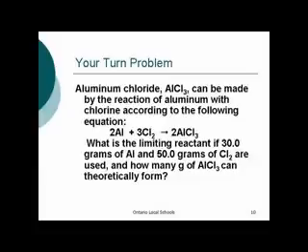What is the limiting reactant if 30 grams of aluminum and 50 grams of chlorine are used? And how many grams of aluminum chloride can theoretically form? So this is the problem. What I'd like you to do is to pause the podcast here and go ahead and solve the problem using a BCA table like we've done before.